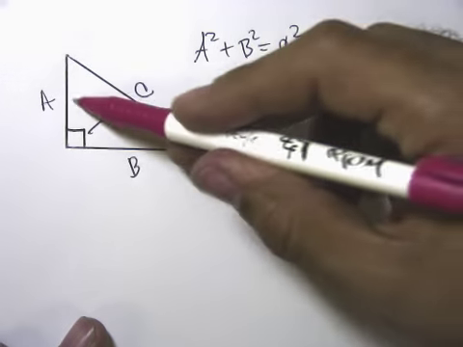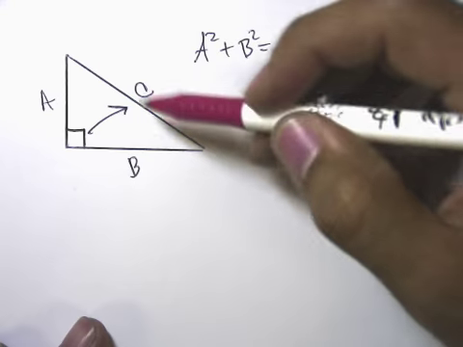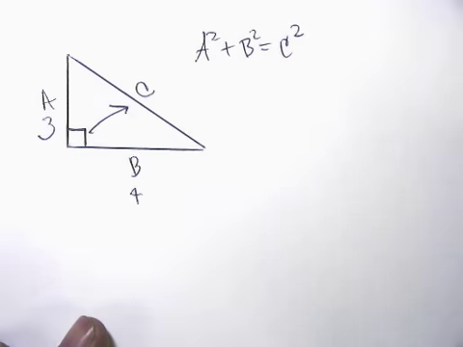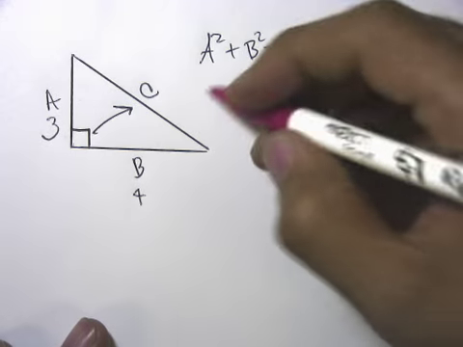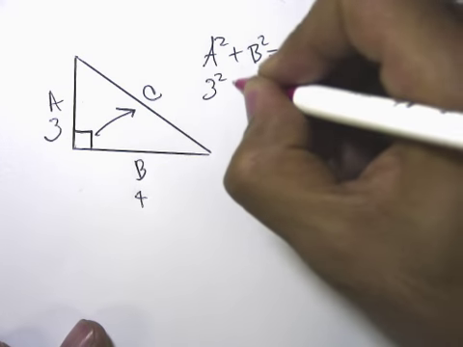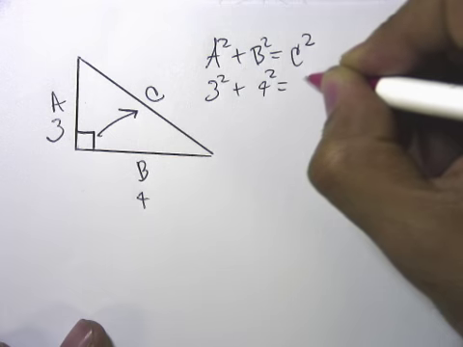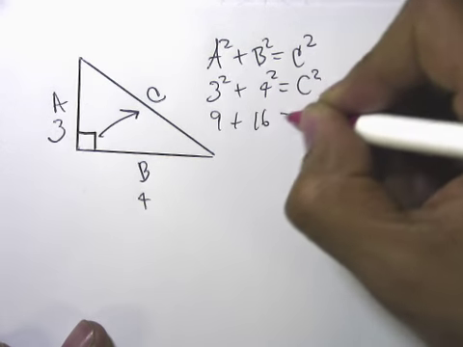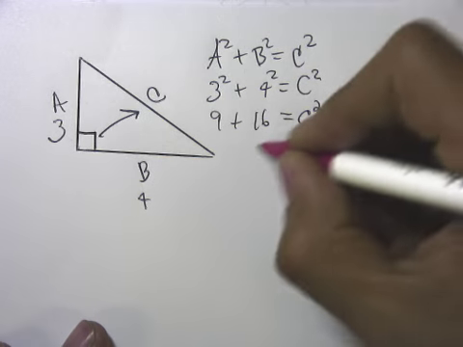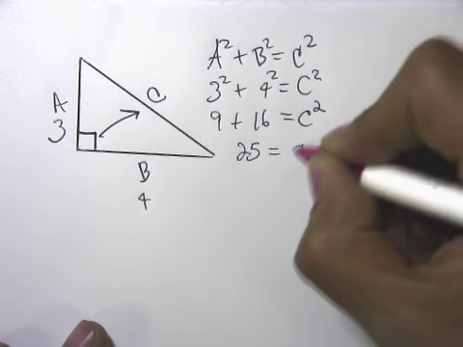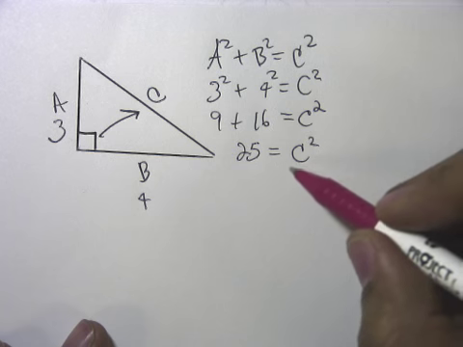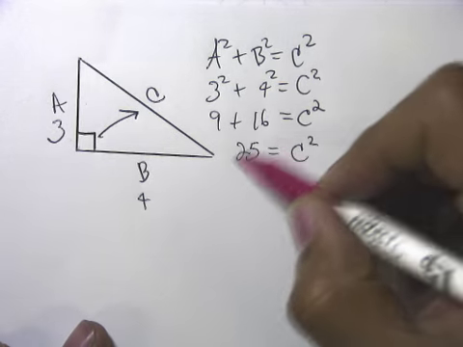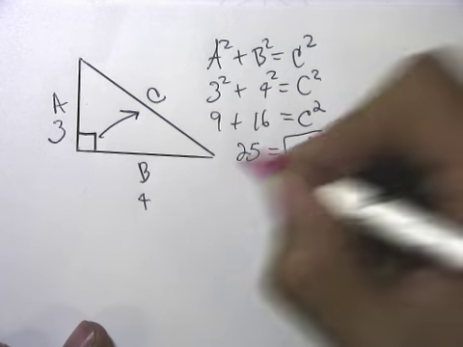And what that says is that if I know these two legs, I can find the hypotenuse. So let's say this is 3, and let's say this is 4. Let's see if we can find the hypotenuse now. I don't want C squared. I want regular C. So I have to take the square root of both sides.